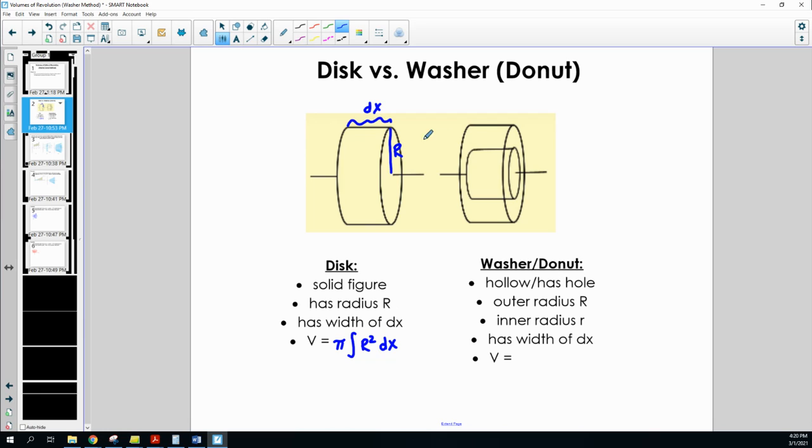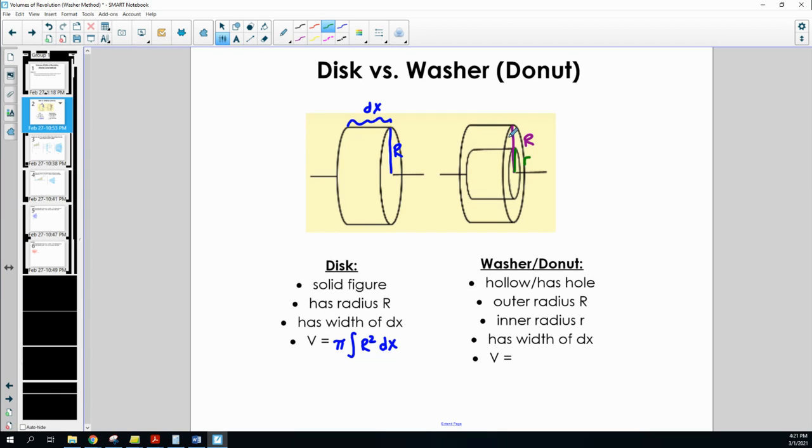Now we're looking at the washer method or the donut method on the right-hand side. The difference here is that instead of being a solid figure, it is hollow and it has a hole. It's kind of hard to visualize, but think of it as pretty much like a donut. There are two different radii. There's an outer radius, which is the radius from the outer part of this figure to the axis of rotation. That's going to be big R. And then we also have a little r, which is from that second piece to the axis of rotation.